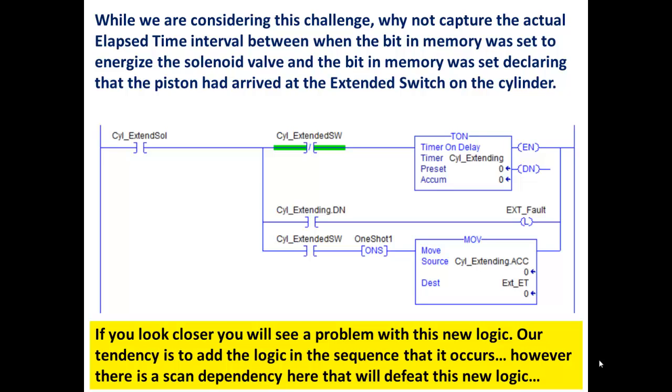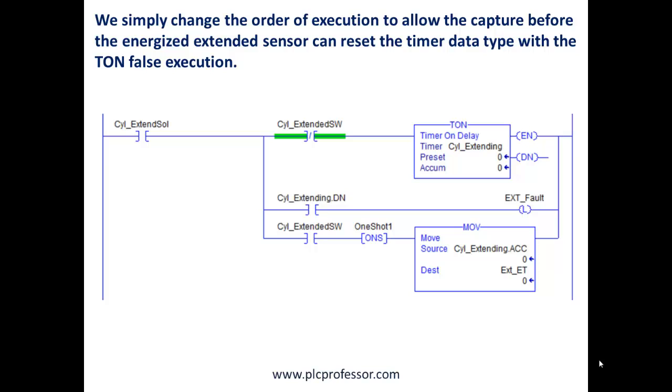Looking at the sequence of the scan as it is now, the true if off instruction, cylinder extend switch, that enables the timer will go false and the timer will reset before the lower branch is scanned to capture the accumulate with the move instruction. The accumulate parameter will always be 0 in this sequence. How do we fix this?